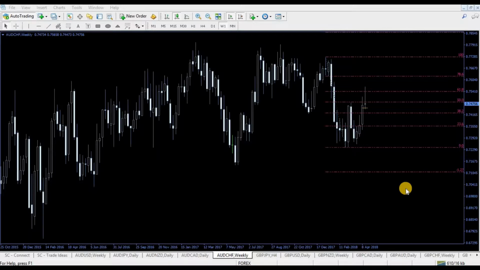We're starting off with the Aussie Chf. So we're just going to start on Aussie Chf. You see down here, we're on a weekly chart. And what we're looking at is this Fibonacci. So we've got fractal high to fractal low, and then we've got to pull back into these areas.